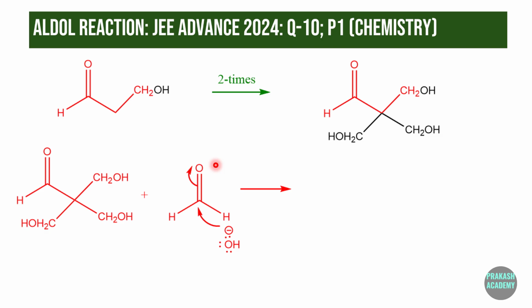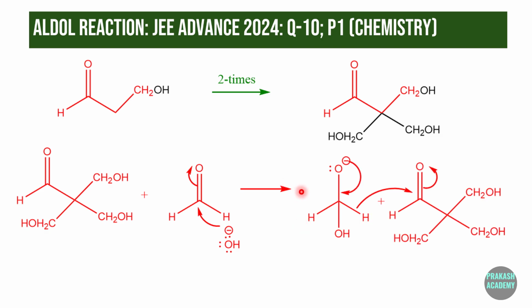Now if you remember, at this place you will have the Cannizzaro reaction. So OH minus will attack on this carbon and this bond will open, and this is the molecule we have. So this is the product of the first step. Now you see what will happen. On this carbon we will have an OH group, and on this oxygen we will have a negative charge.